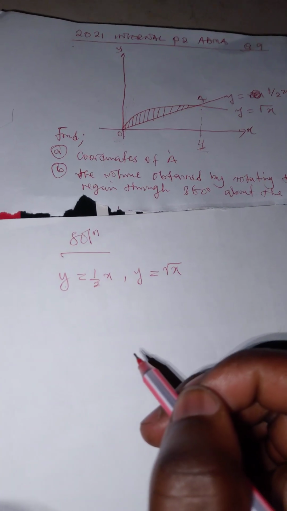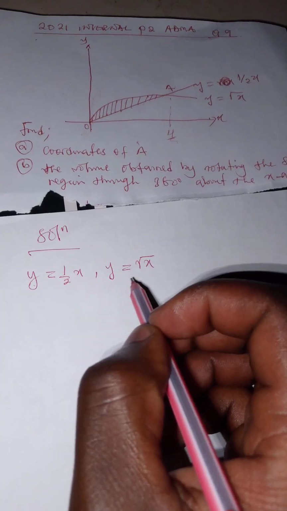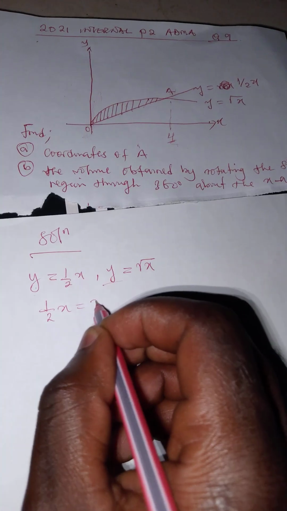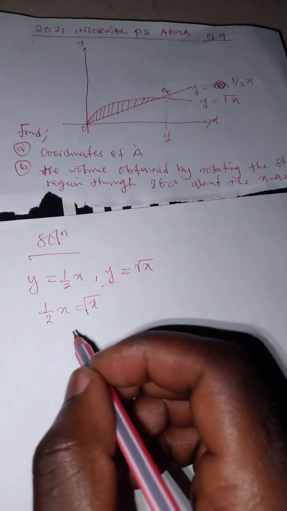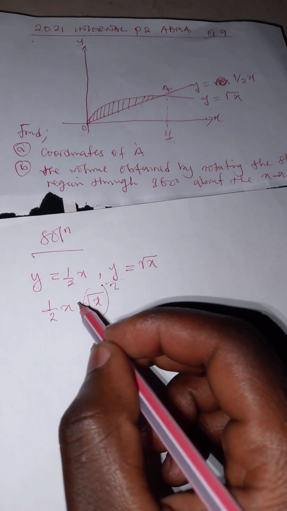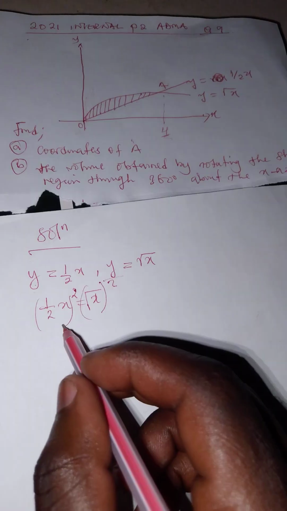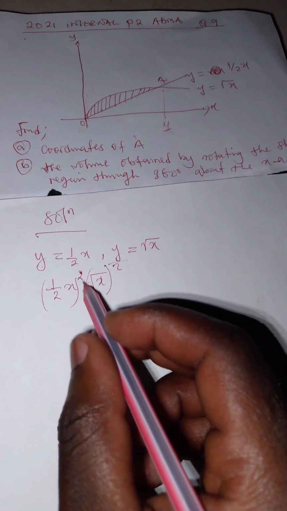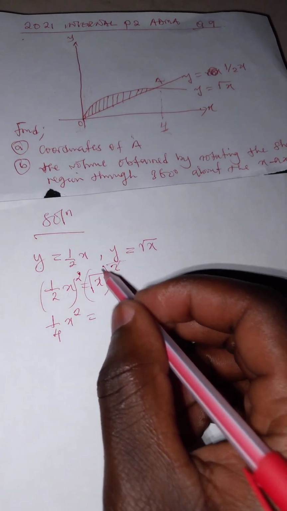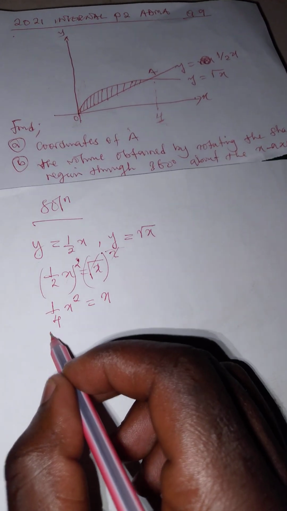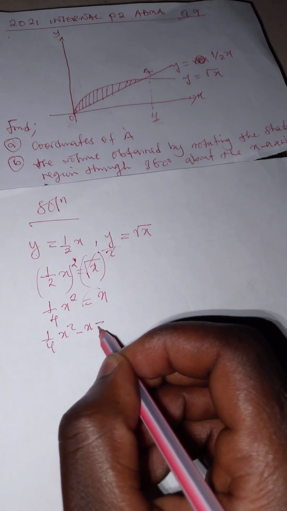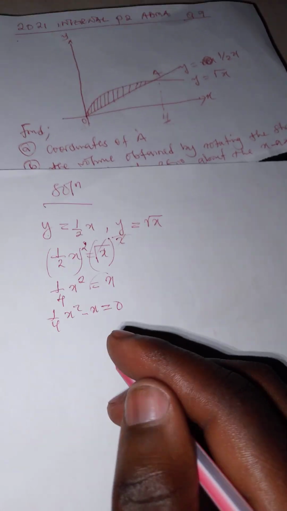So to solve that, the next step is to equate these to each other. So I'm simply going to say 1 over 2x equals the root of x. For me to kill this square root, I'm going to square, even on this side, I square. Then when I multiply, it will be 1 over 4x squared equals x. So this is 1 over 4x squared. This x will go to the other side, then on the right hand side, I'm going to remain with 0.